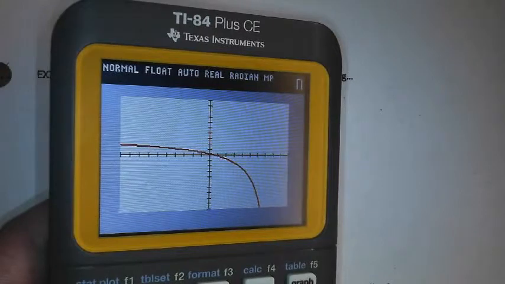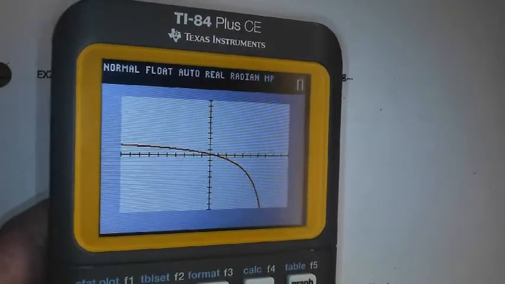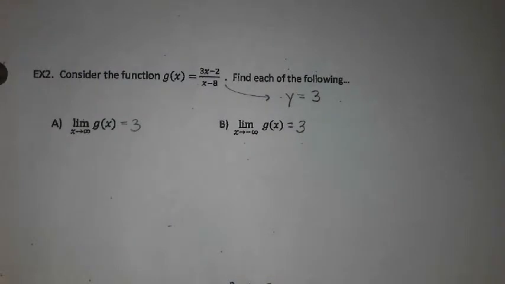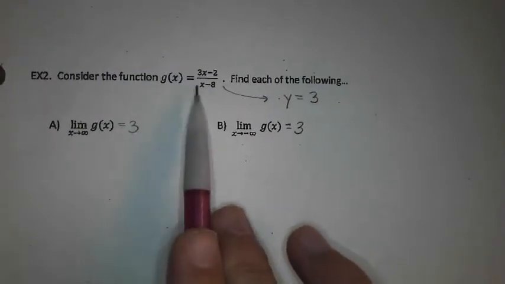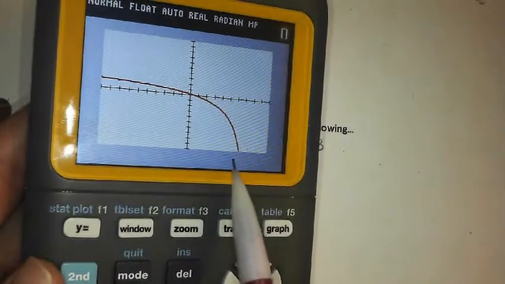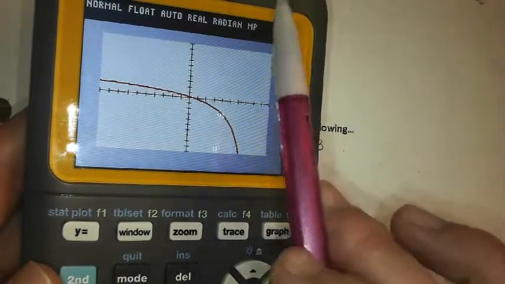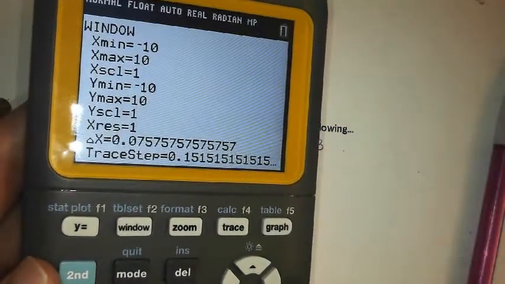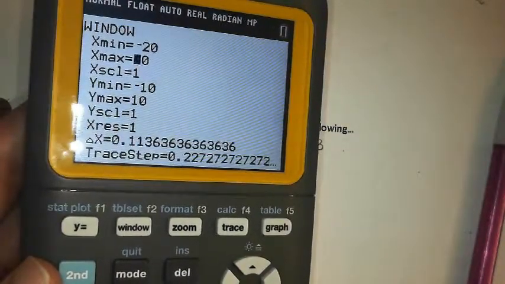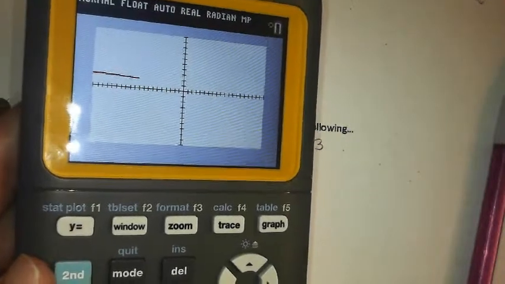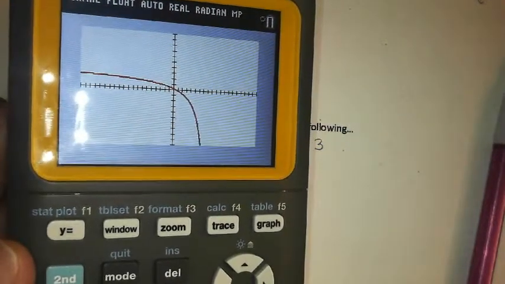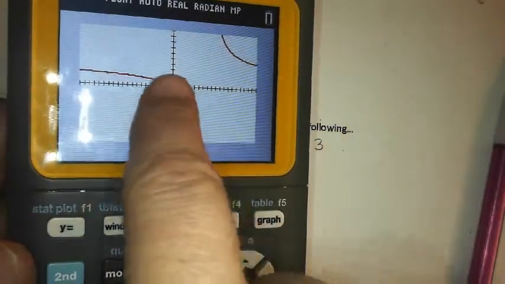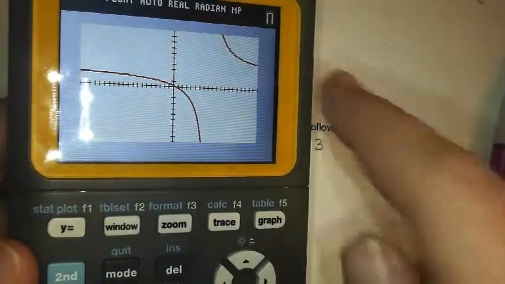Aiden? Right, we're only seeing a part of it. The vertical asymptote is where, Aiden? 8. So on one side of 8, we're approaching negative infinity. On the other side of 8, what you don't see is we're approaching positive infinity. So if I open this up from like negative 20 to 20, you might believe me more. Yes? That it's going to approach 3 whether you're going towards negative infinity or positive infinity.